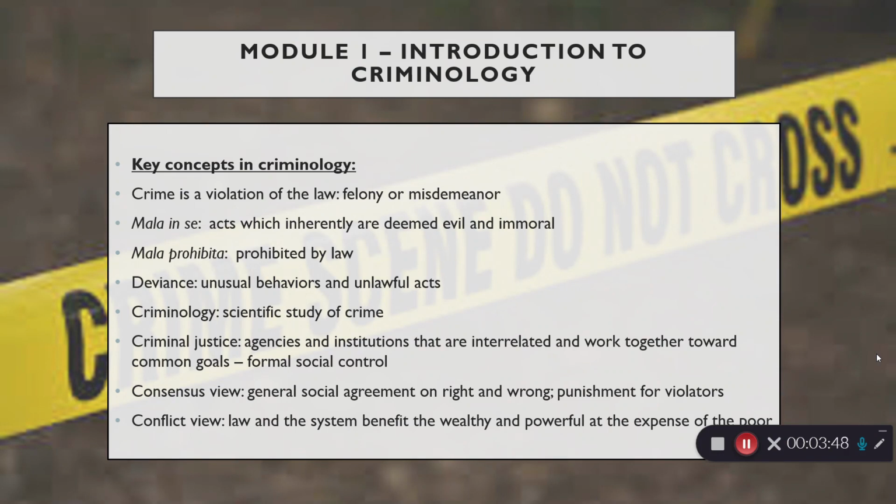So then there's also mala prohibita, and that's something that is prohibited by law. Now, mala in se would be prohibited by law as well, although mala prohibita acts might be things that, for one reason or another, may be lawful in some places and unlawful in other places. I think of recreational or medical use of marijuana as a good example. In some states, marijuana is lawful, and in other states, it's still unlawful. And so it's prohibited by law in some places.